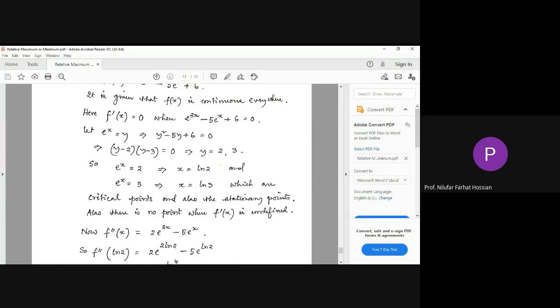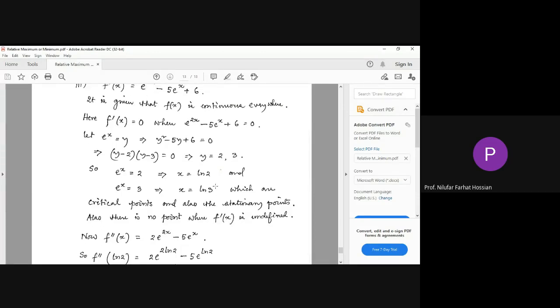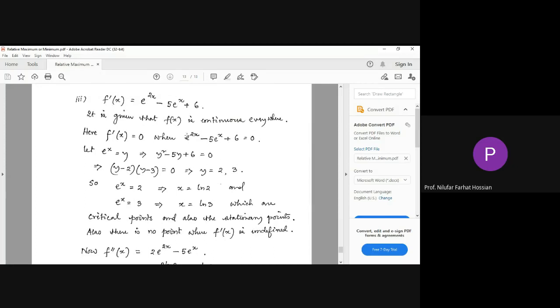Now let us see whether there is any point where this derivative becomes undefined. No, there is no point because exponential functions are continuous everywhere. So there is no point where f prime x is undefined. So these two are the only critical points. Now you have to find the second order derivative. So the second order derivative of this function will be 2 into e to the power 2x minus 5 e to the power x.